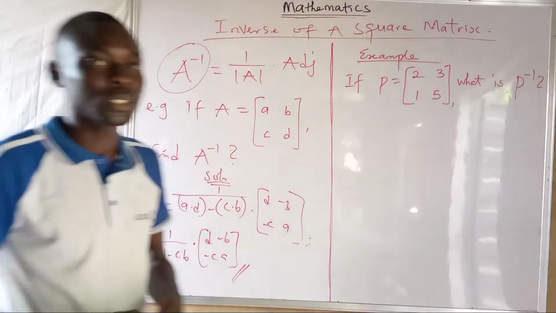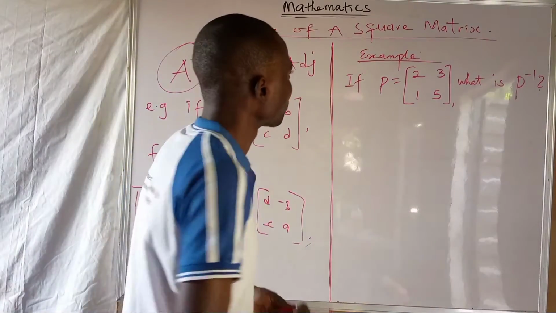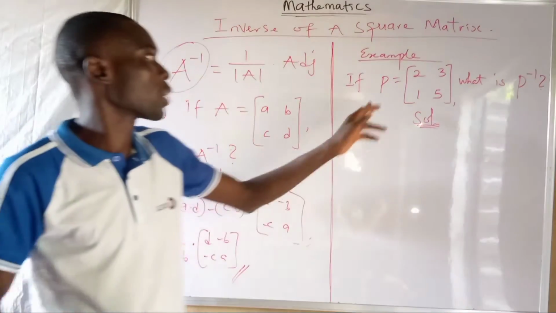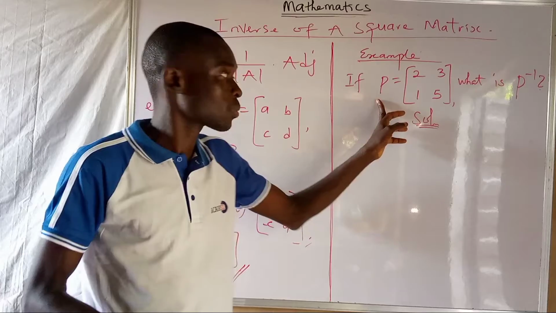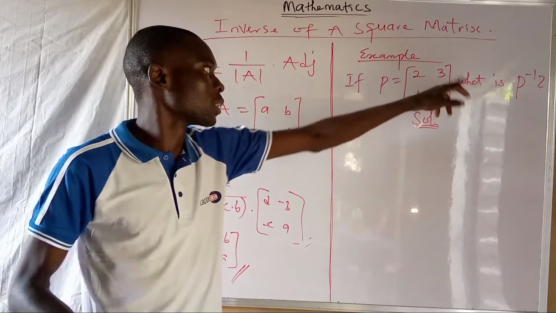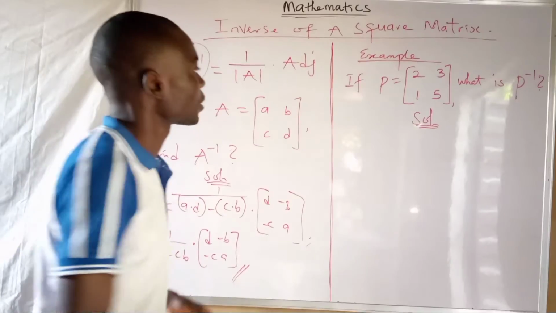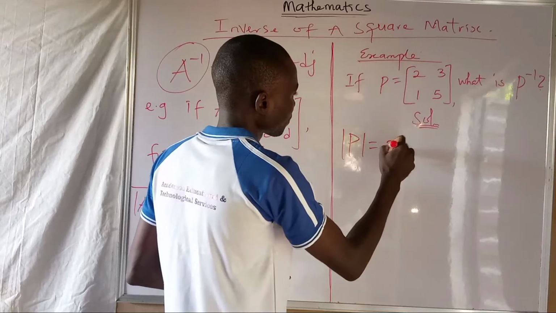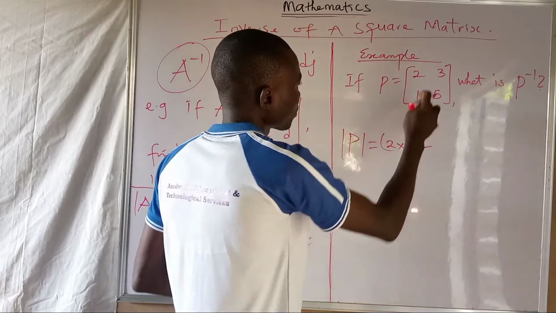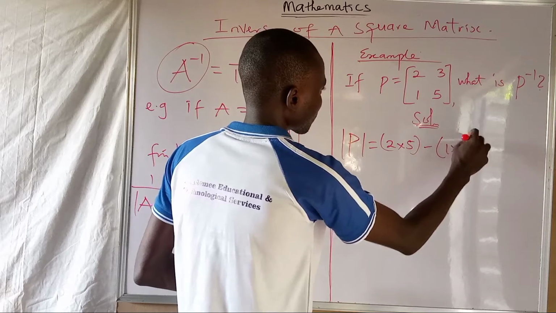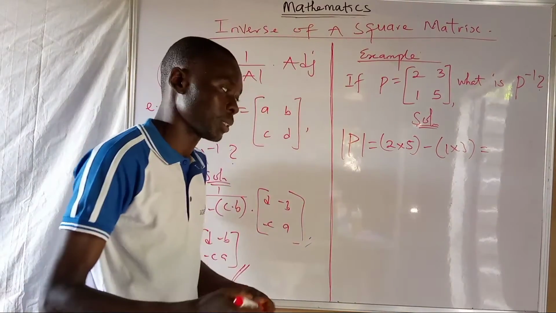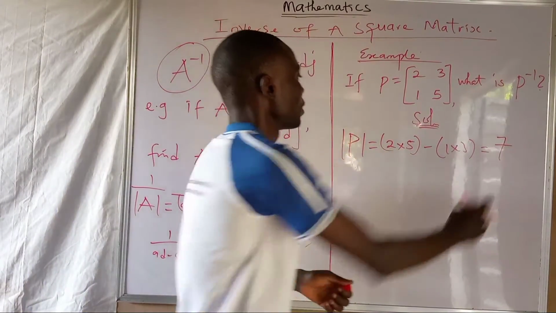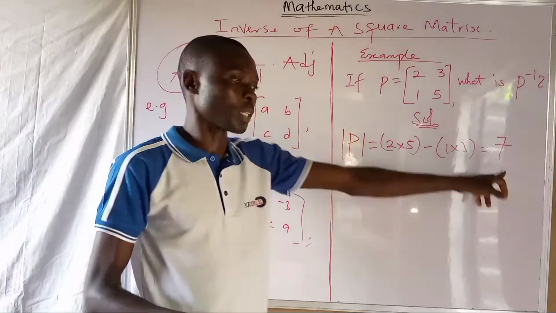Let's see that in practice so that we know how to solve inverse of a square matrix. We are given matrix P in this instance to be this set of elements 2, 3, 1, 5. First, we find the determinant of P, written this way. Determinant of P will be 2 times 5 minus 1 times 3. So 2 times 5 is 10, and 10 minus 3 should give us 7. So the determinant of this matrix P is 7.